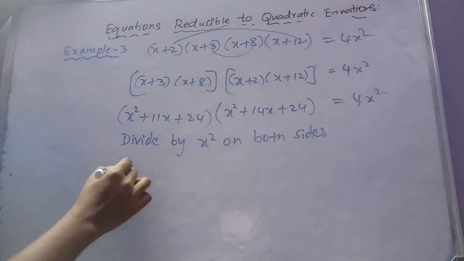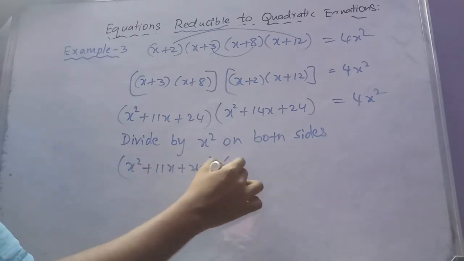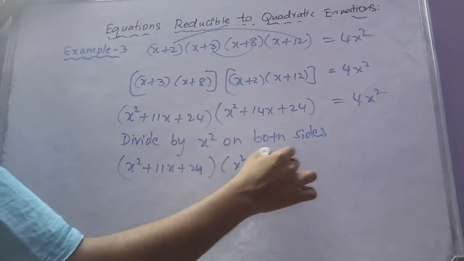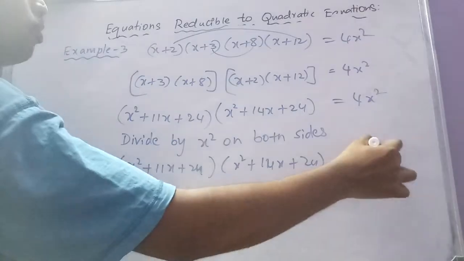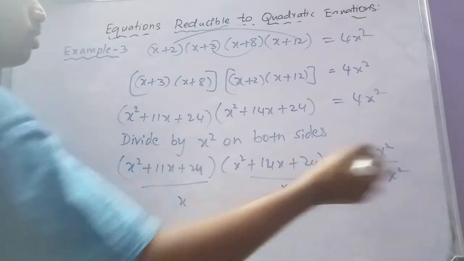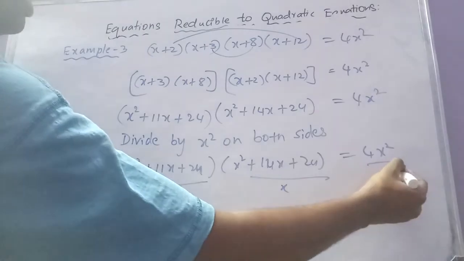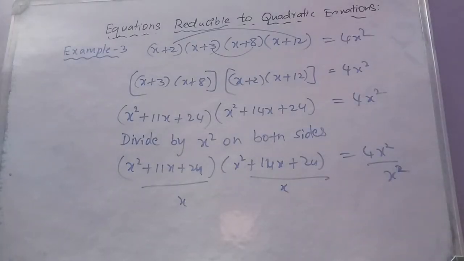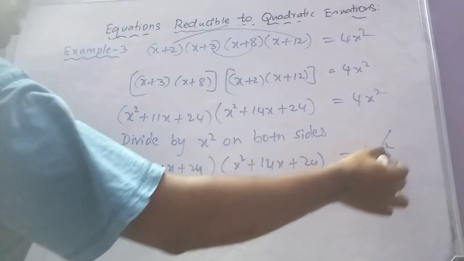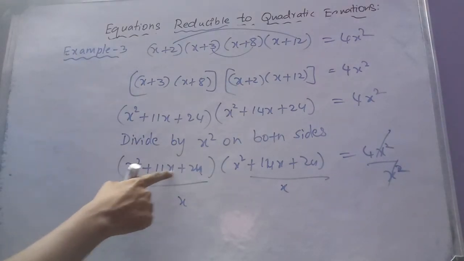So then you will get (x² + 11x + 24)(x² + 14x + 24) = 4x². I am rewriting the same step. On the left side I have divided by x times x, that means x², and on the right side I have divided by x². So x² and x² will get cancelled on the right side, and here x is a common denominator for all these three terms.